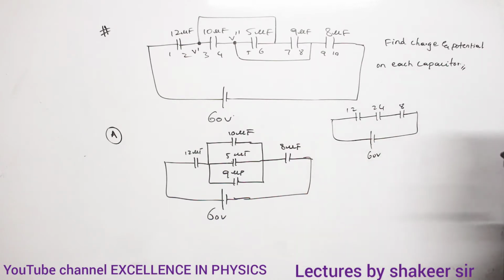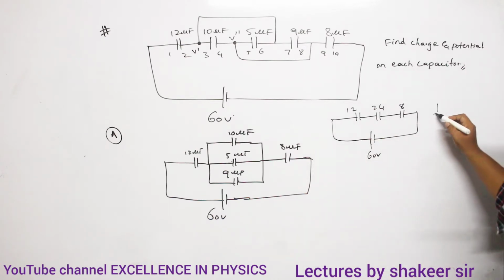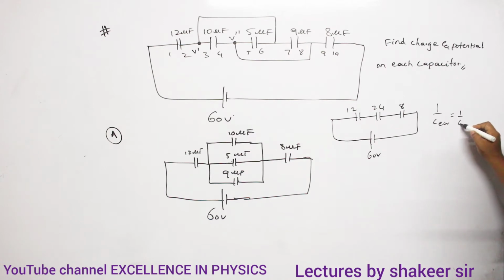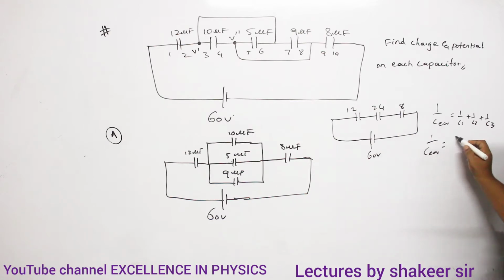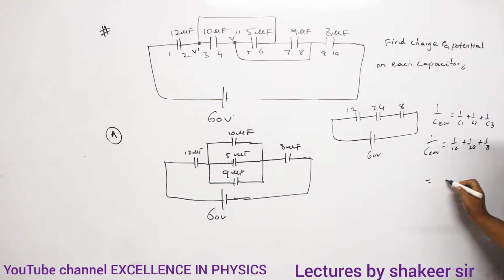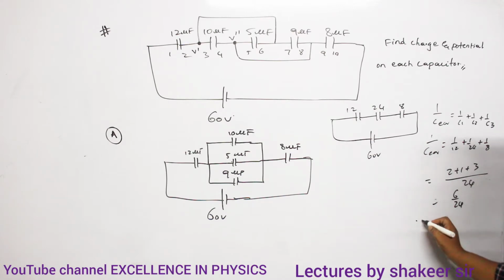So what is the total equivalent capacitance? 1 by C equivalent is equal to 1 by C1 plus 1 by C2 plus 1 by C3, because they are connected in series. So 1 by C equivalent is equal to 1 by 12 plus 1 by 24 plus 1 by 8. I can take the LCM as 24. So 2 plus 1 plus 3. So how much is it? It is 6 divided by 24. So therefore, what is C equivalent?